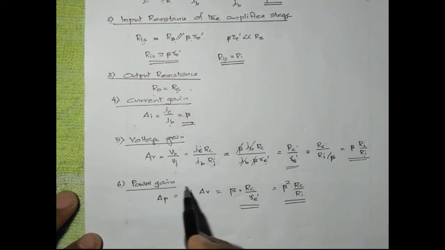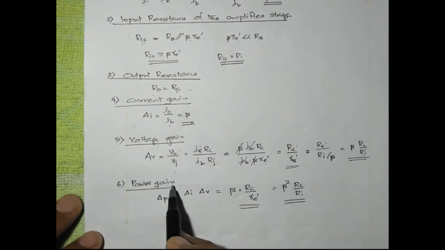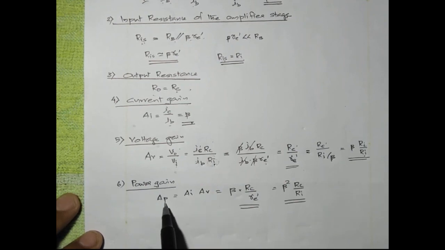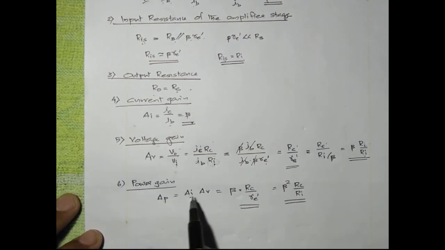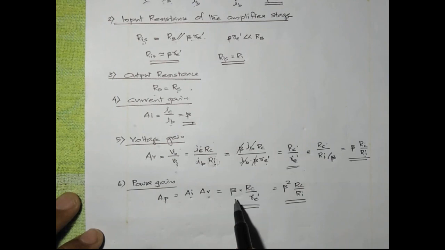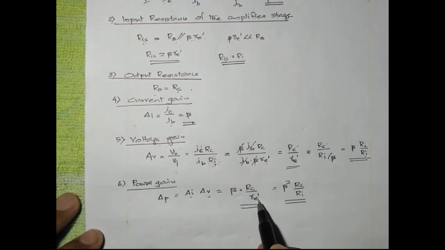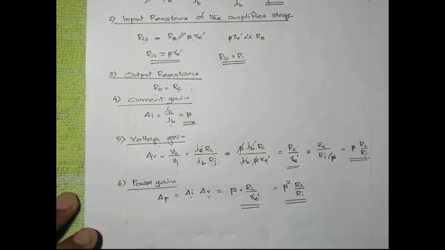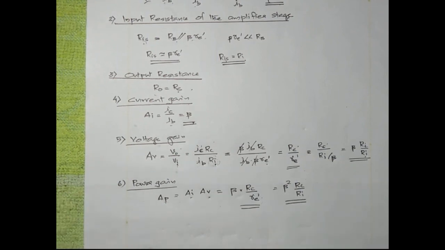Finally, the power gain of the common emitter amplifier is given by AP, which is current gain times voltage gain, and it is beta times RC by Re prime, and again substituting for Re prime we get beta square RC by Ri. So this is the discussion on common emitter amplifier, and this is how we calculate the different parameters of common emitter amplifier.